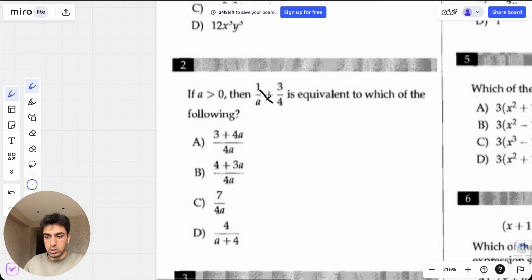Question 2, which is equivalent to the following? So again, you'll cross multiply and then multiply the denominators together. So 4 times 1 is 4, a times 3 is 3a, divided by 4a. And that is going to be B.